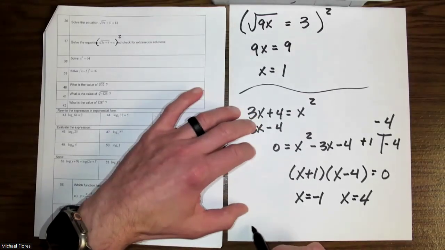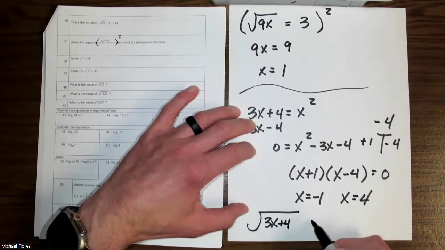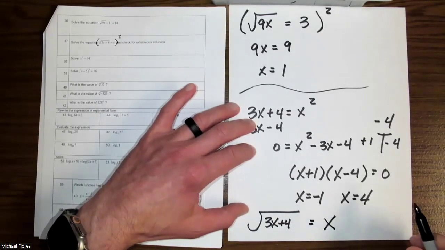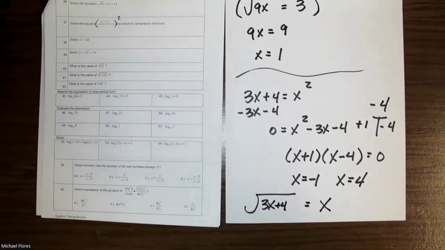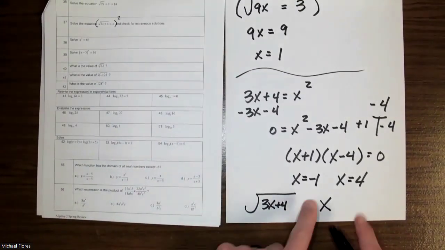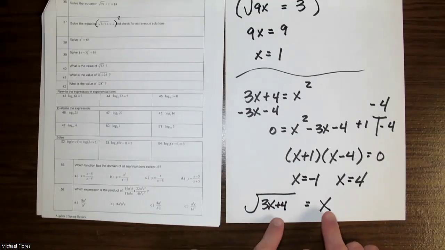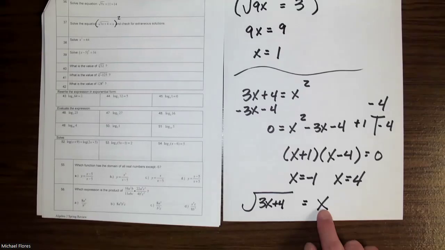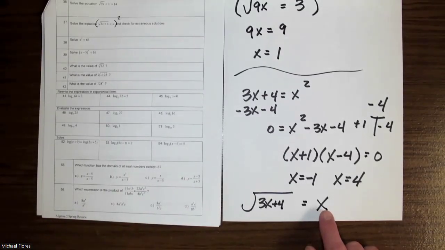I'm going to go back to the original problem. I'm going to write that down. It was square root of 3x plus 4 equals x. All right, now what we're supposed to do is take each of these numbers and substitute them here and begin solving. And as long as the number is 0 or greater, it's going to work. Well, here, it's just x on the side of the equation. There's nothing to solve. So this is the easiest one to do.